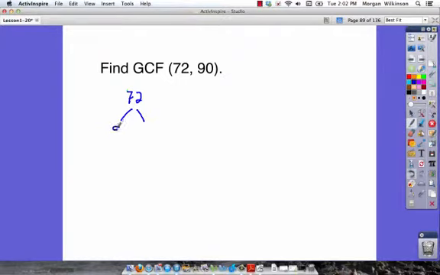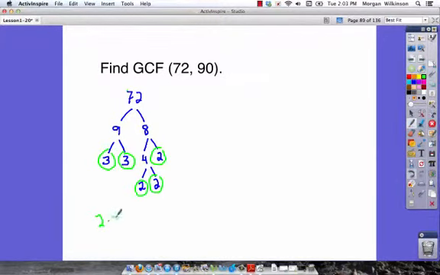72 is going to be the same as 9 times 8. We could have also said 72 is 36 times 2. They're going to get the same answer in the end. Factors of 9, 3 times 3. We want prime numbers here, remember. If we break down 8, that's 4 times 2. And if we break down 4, that's 2 times 2. So what we get in our end are prime numbers of 2 times 2 times 2 times 3 times 3. Let's write that out. 2 times 2 times 2 times 3 times 3.